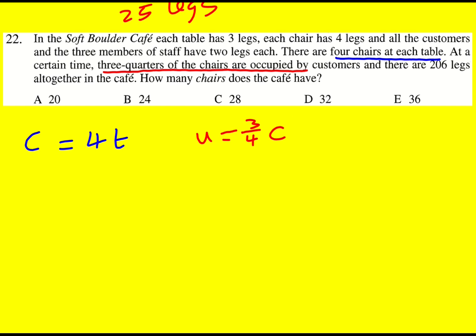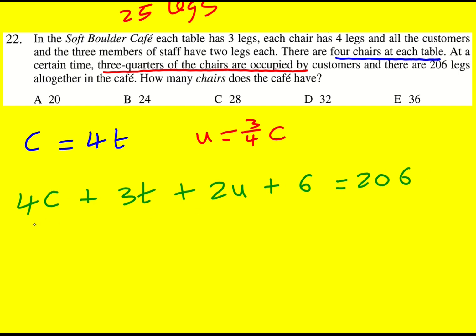And then we can write down an equation. The total number of legs is going to be 4 times the number of chairs, because there are 4 legs per chair, plus 3 times the number of tables, because there are 3 legs per table, plus 2 times the number of customers, because each customer has 2 legs, and then we've got this extra 6 that comes from the staff, and that's going to equal 206. You can see this is more involved, but it follows quite logically, I think.